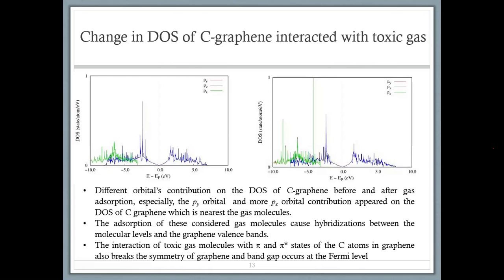So the difference between the two figures is about the orbital contribution to the density of states of graphene. The py orbitals and more px orbitals appear on the carbon graphene which interacts with the gas molecule. On the other hand, the adsorption of these considered gas molecules causes the hybridization between the molecular levels and graphene valence bands. This explains the reason why the interaction of toxic gas and also the effect of the substrate break the symmetry of graphene, and that's why the band gap occurs at the Dirac point.